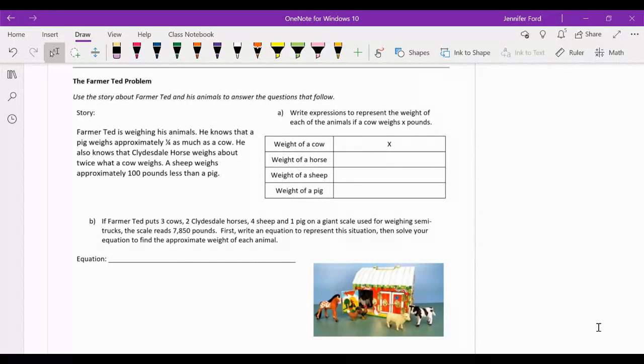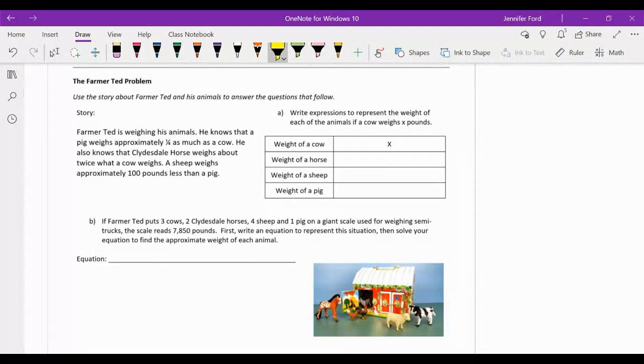So the first thing I want you to do there is write an equation to represent the situation, then solve your equation to find the approximate weight of each animal. Okay. So here we go. Go ahead and do part A. And then once you have an expression for the weight of the horse, the weight of the sheep, and the weight of the pig, go ahead and come back to the video, and then we'll do part B. We'll start it kind of together, and then you can go.